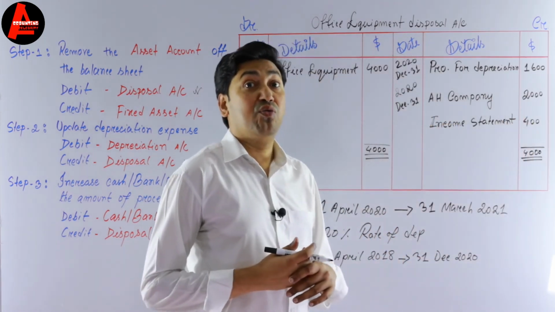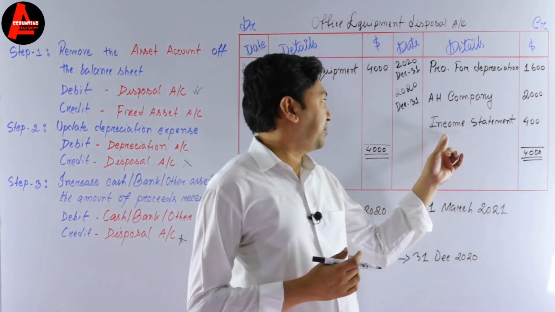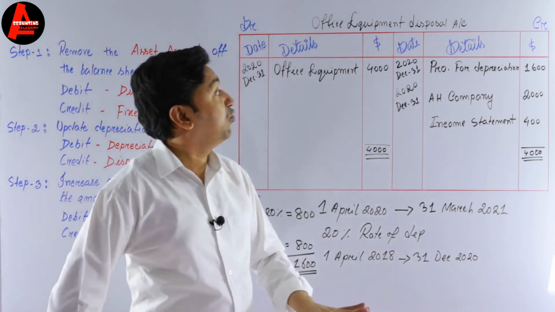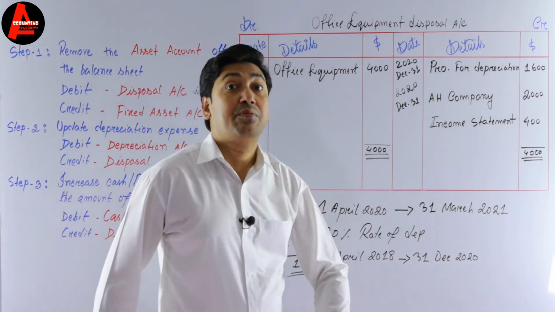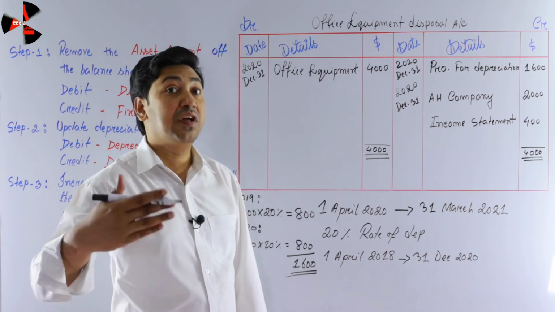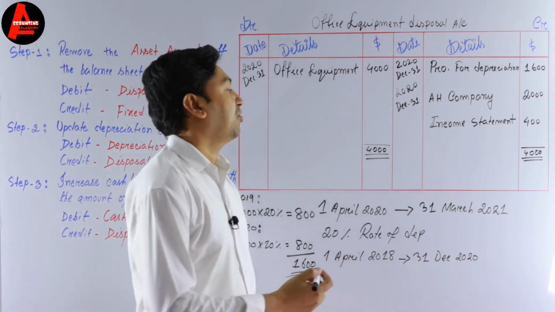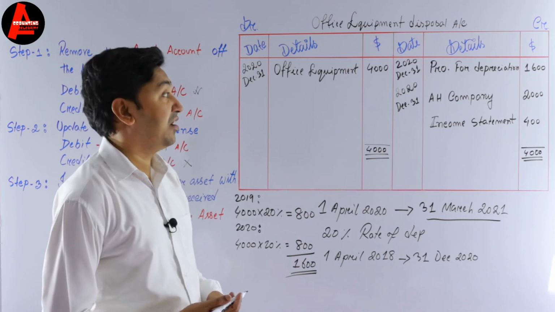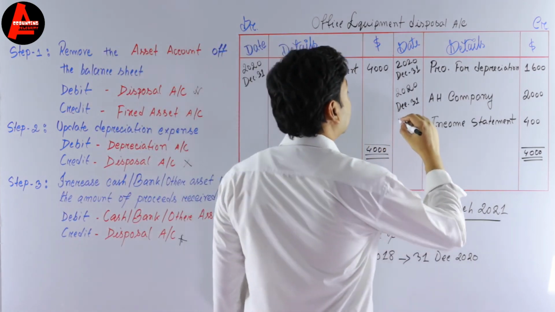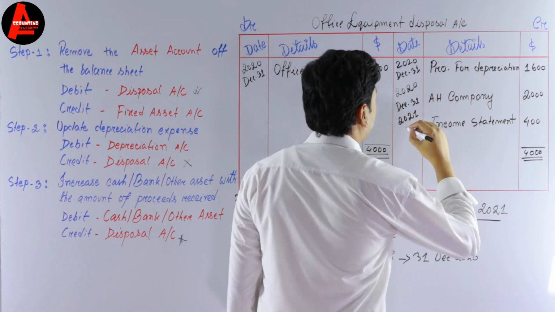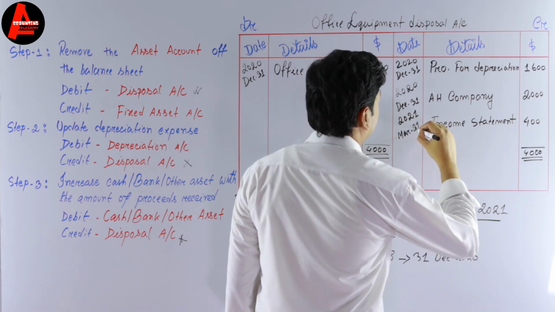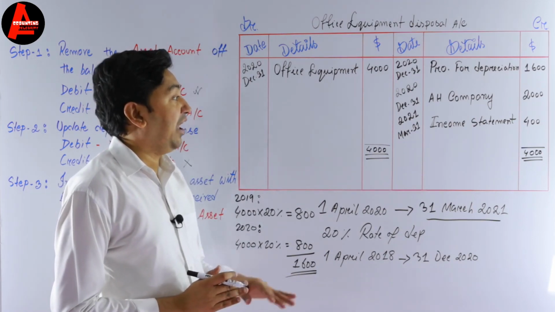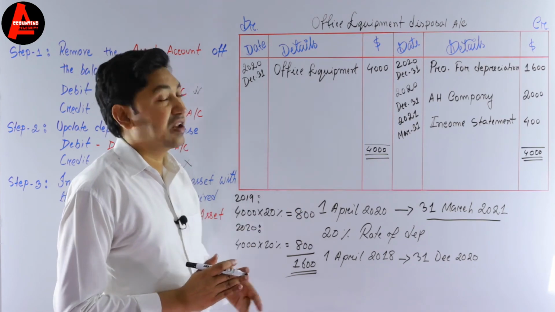Now what will be the date for the income statement? It is not the 31st December 2020, the date of disposal. We will transfer this value to the income statement on the last day of the accounting period. So what is the last day of the accounting period? It is 31st March 2021. So here we will write 2021 March 31st. Okay, so we completed all the steps and we prepared this disposal account.